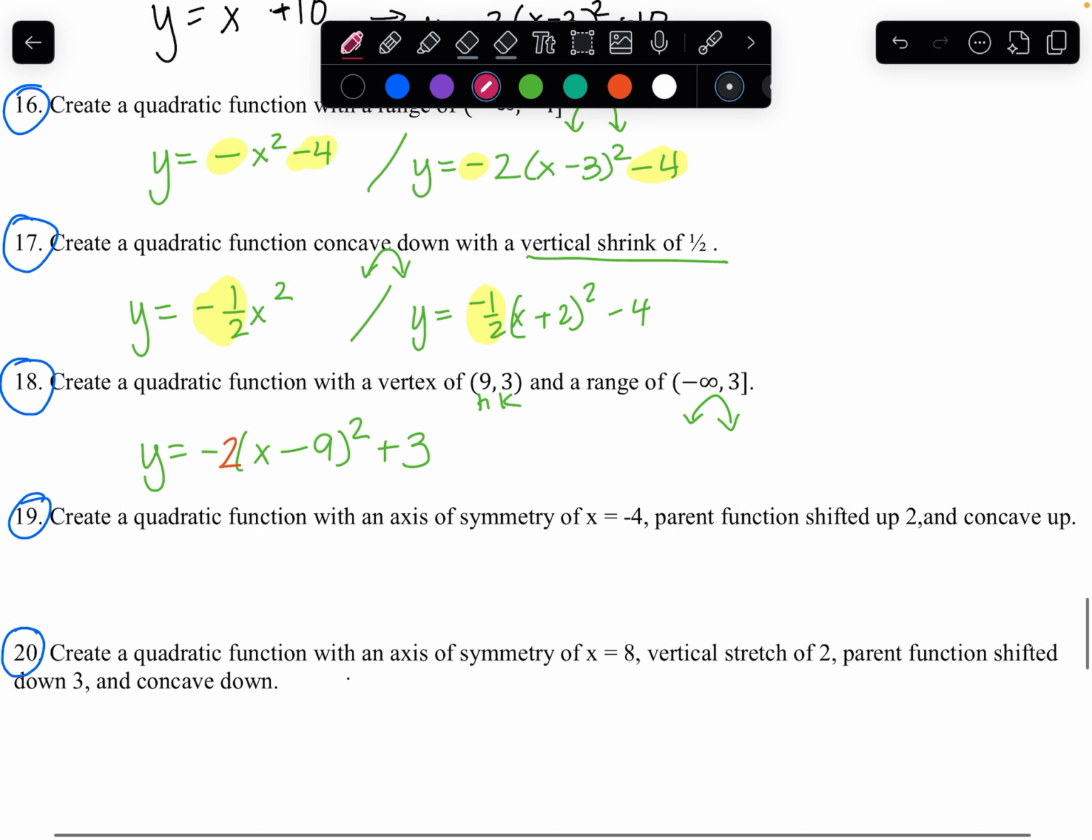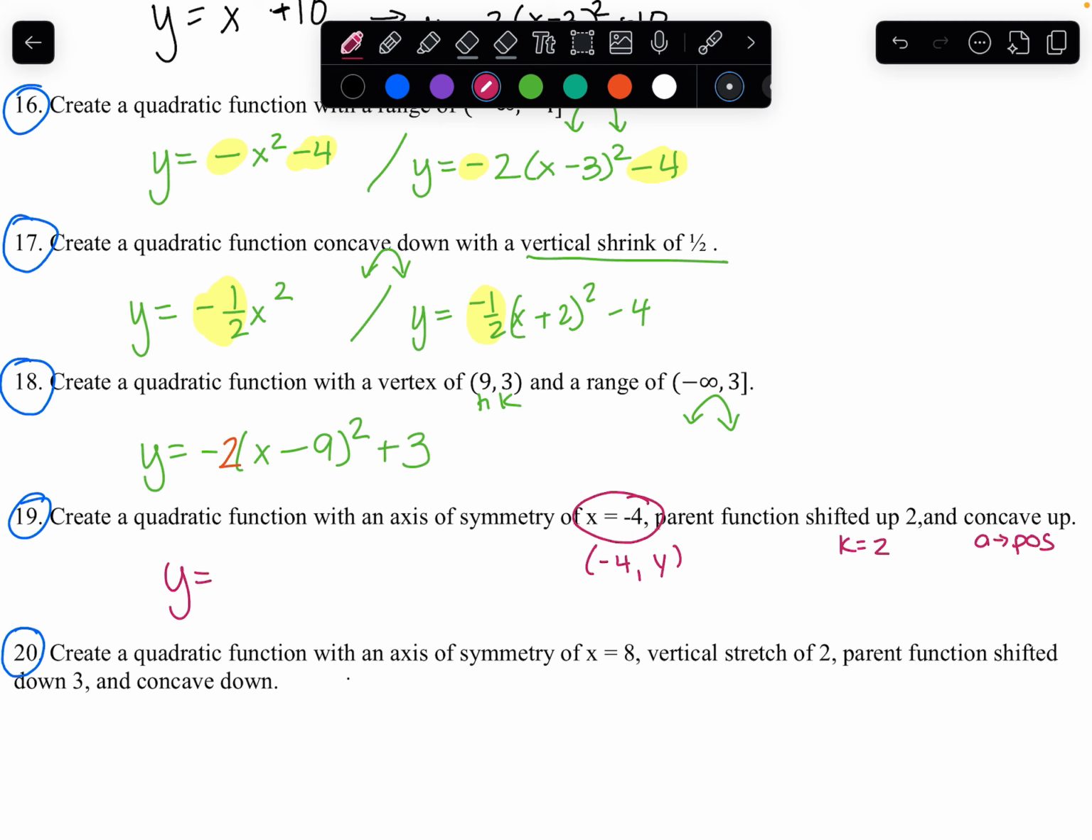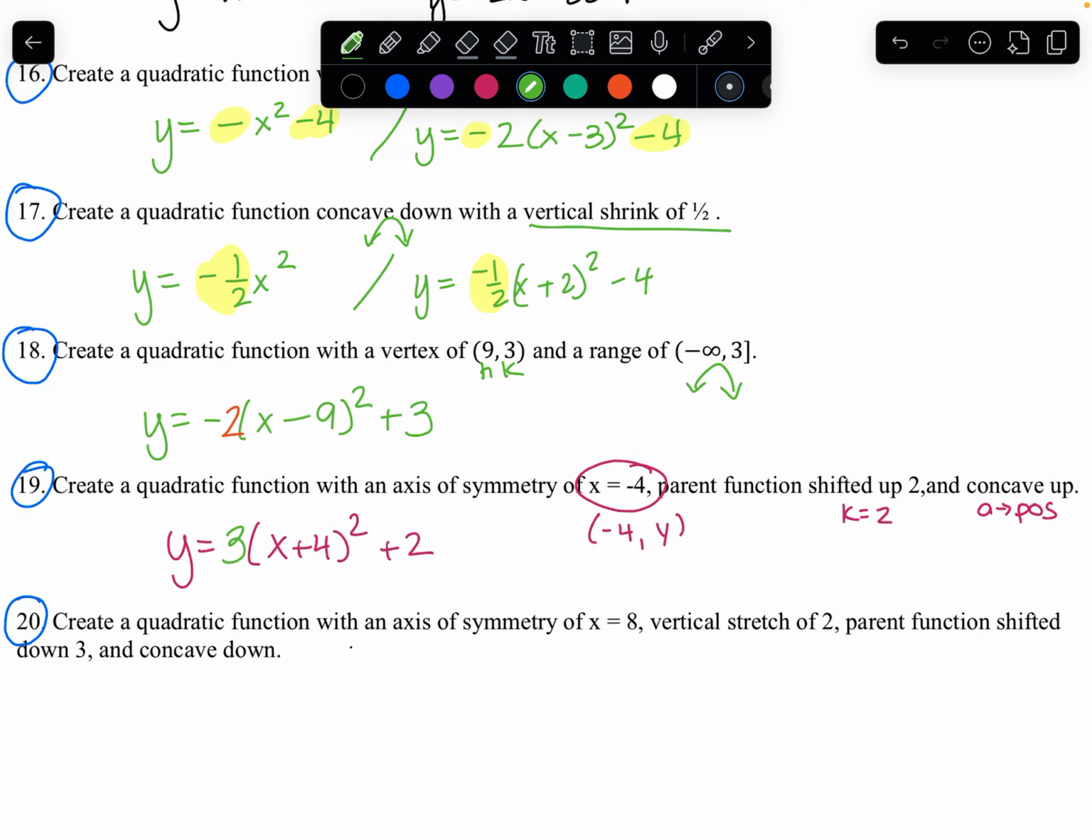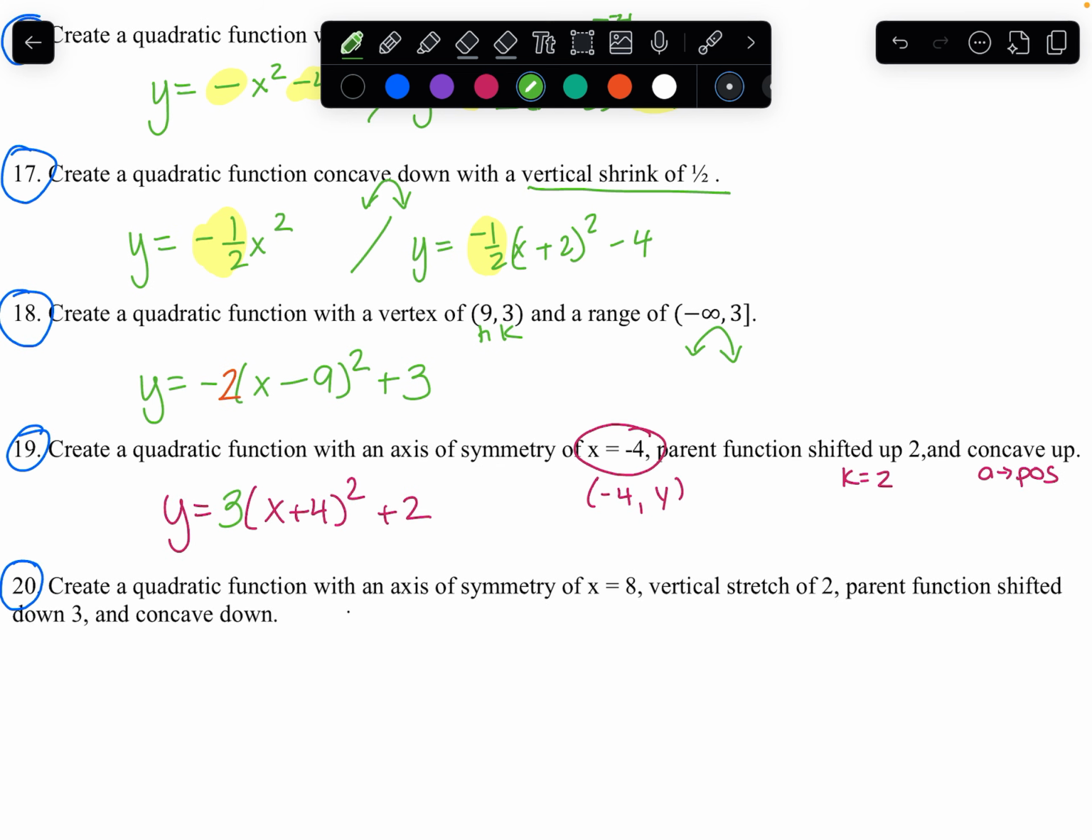Number 19, we have our axis of symmetry. So this is going to be the x value of our vertex. It's concave up, so that means a is positive, and it's up 2, so our k value is 2. So what we have is y equals (x plus 4) squared plus 2. You can add like a 3 or a 1/3, your choice, but you need to have at least the red.